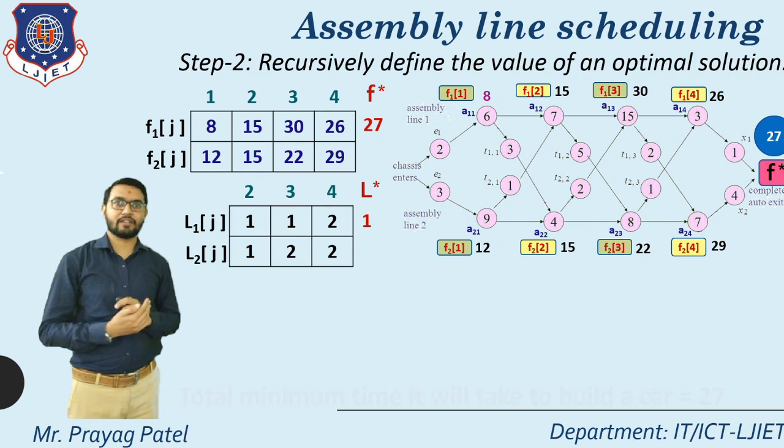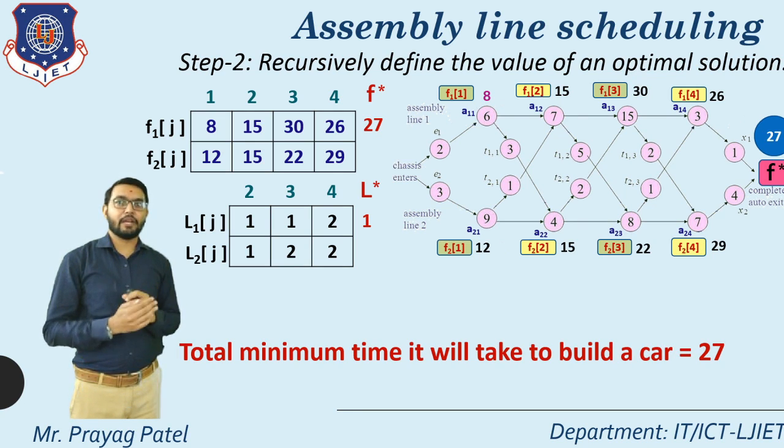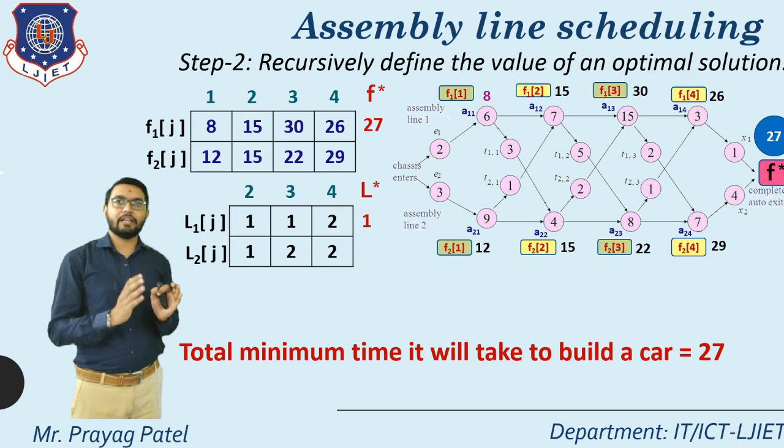So 27 is our final answer. What is the final answer? The total minimum time it will take to build a car is equal to 27. Meaning you can select from line 1 or line 2 and find the minimum cost equal to 27 to find the assembly line scheduling solution. So here we only find the minimum time required to solve this problem.